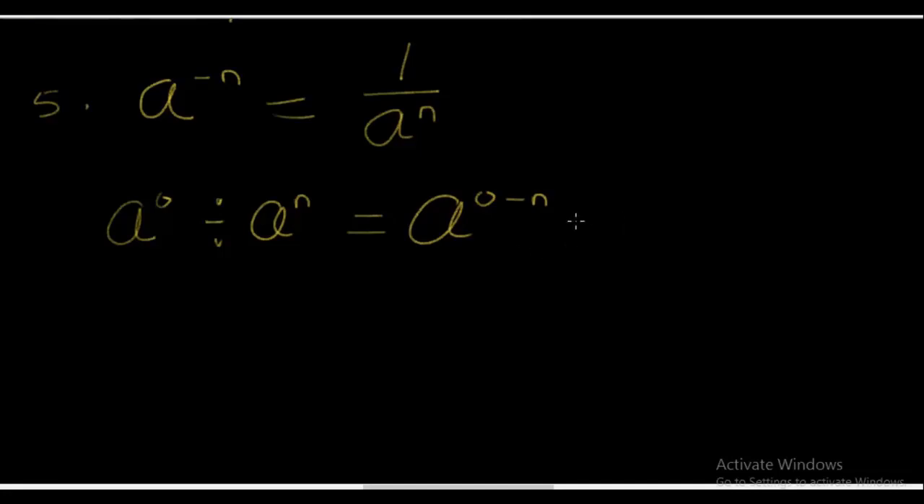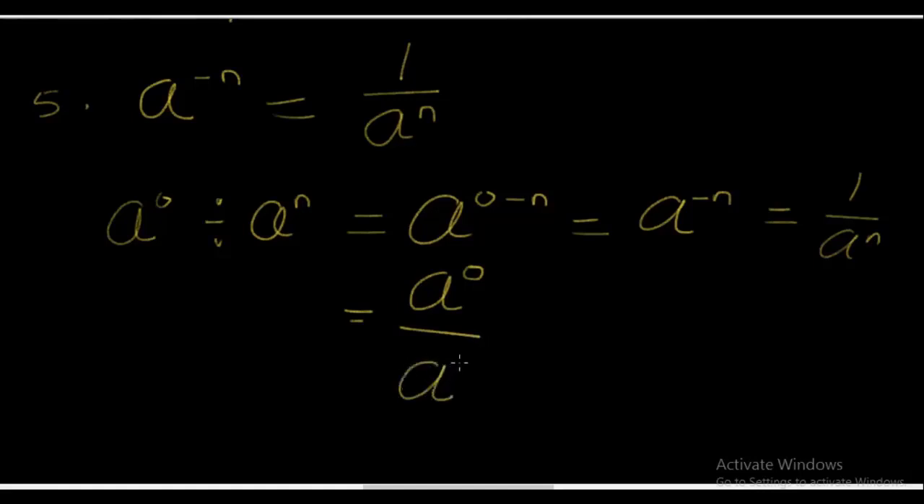Now, this is the same thing as writing a raised to the power 0 minus n, which is the same thing as a raised to the power minus n. Now, you can see it, and this is equal to 1 over a raised to the power n. Now, let me put it this way for more clarity. Supposing we put it like this: a raised to the power 0 over a raised to the power n. I think you will understand it better this way.